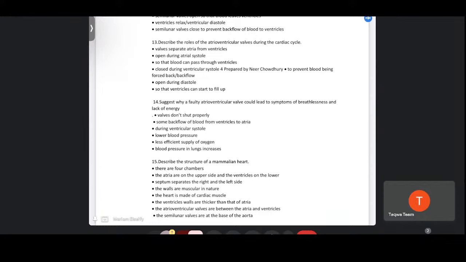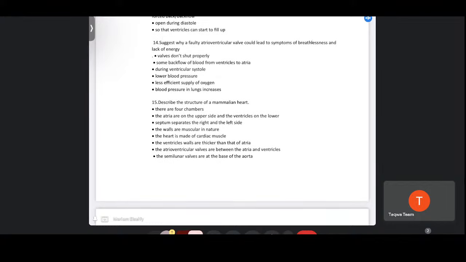Describe the role of the atrioventricular valves during the cardiac cycle. Basically, the valves separate the atria from the ventricles, open during atrial systole so that blood can pass through to the ventricles, close during ventricular systole to prevent blood being forced back, which is the backflow, and open during diastole so that ventricles can start to fill up.